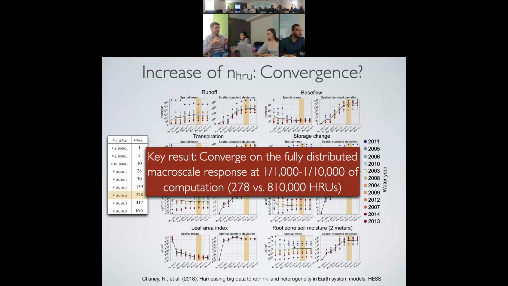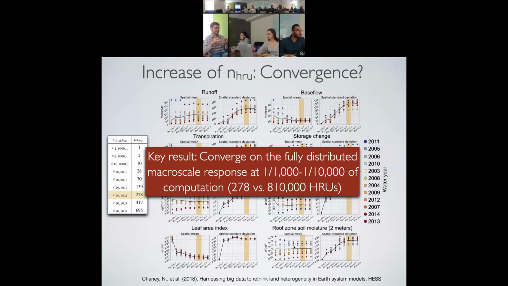But the main story that I would try to get across here is that going back to the fully distributed models of modeling everything everywhere at 100 meters, you don't need to. And it's not just that you don't need to because it's too much computation. You don't need to because for the purposes of what we're doing, you converge on that solution with a very small fraction of the computation by doing this clustering. And so in this case, you converge in 1/1000th, 1/10,000th of the computation on pretty much the exact same macro scale response. So for the purposes of what we're interested in Earth system modeling, we're already getting what we need with a very small fraction of clusters compared to the number of pixels of the entire 30-meter resolution.